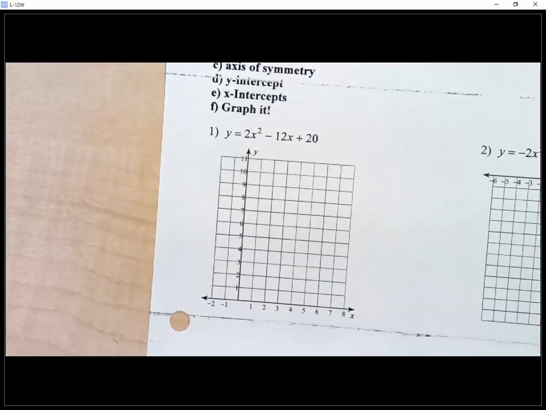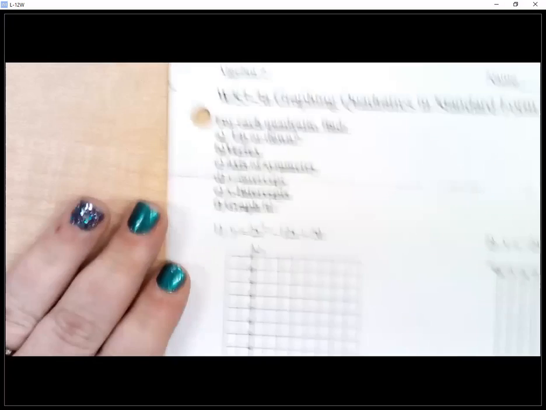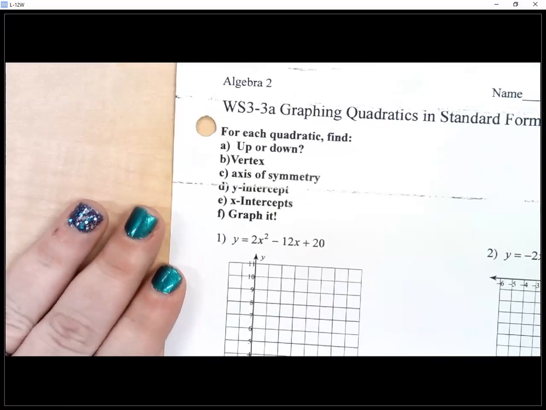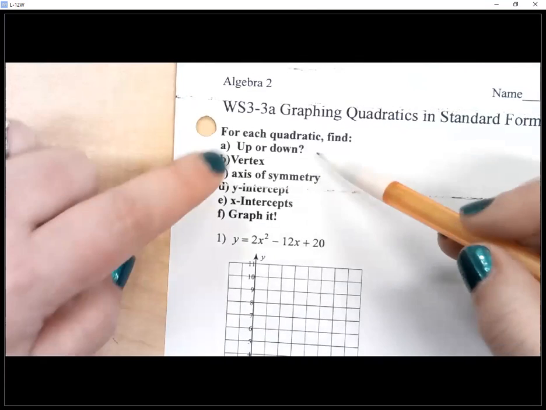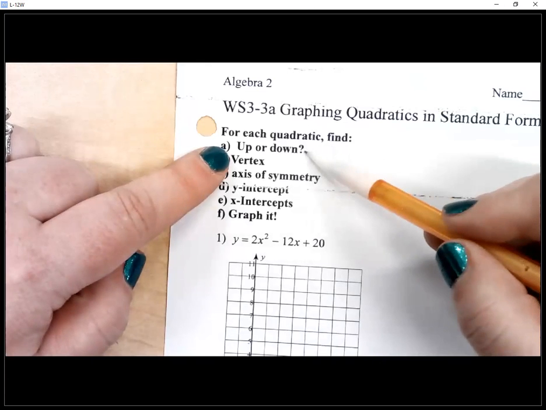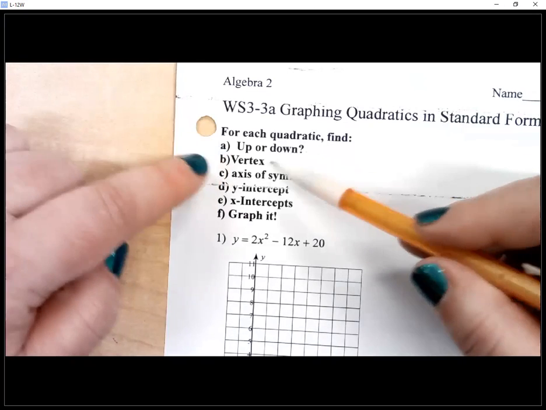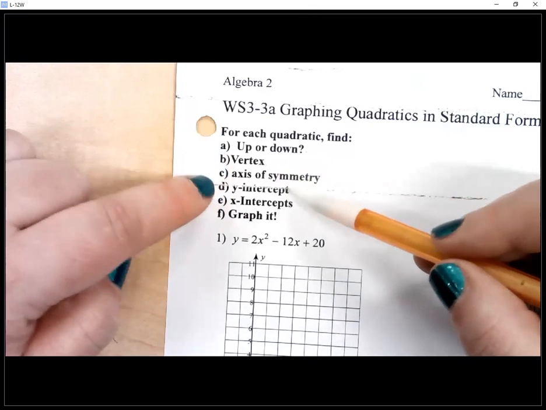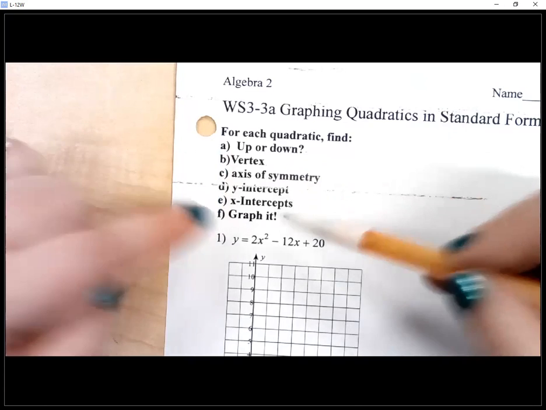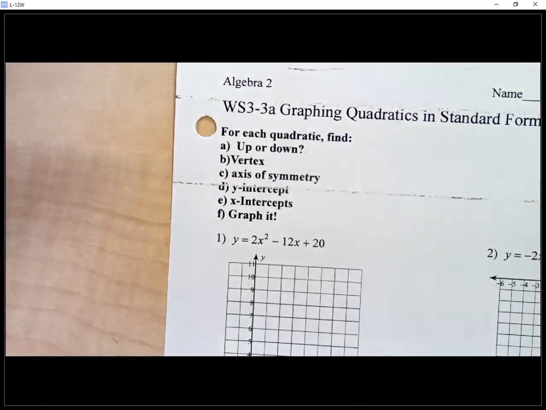All right, so let's take a look at what they are asking us to find. There's a whole bunch of info that we need to find for each one. So we need to tell if the quadratic is up or down. We need to find the vertex, the axis of symmetry, the y-intercept, the x-intercept, and we're gonna graph it. Turns out a lot of this stuff you already know.